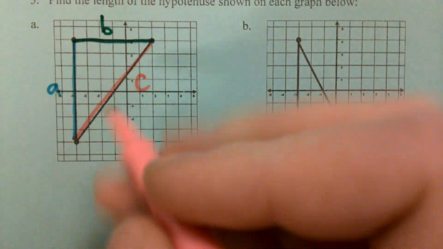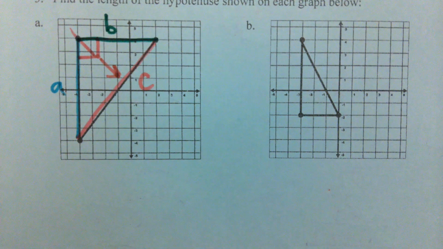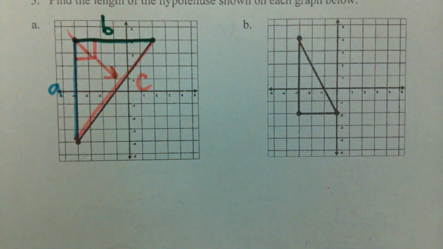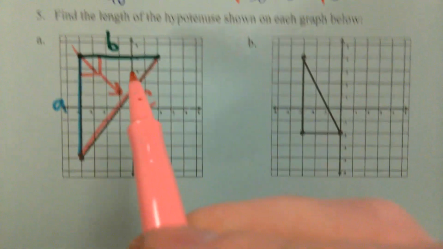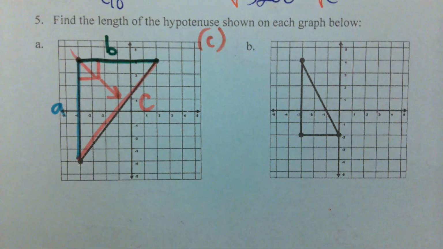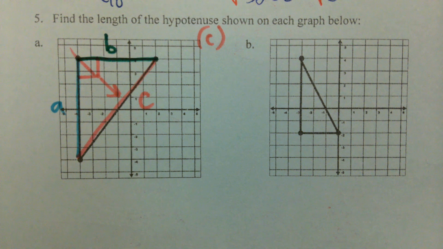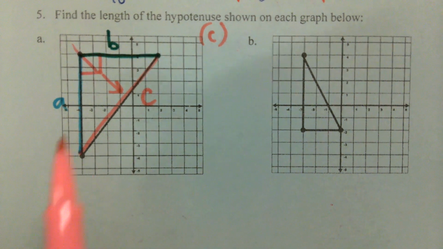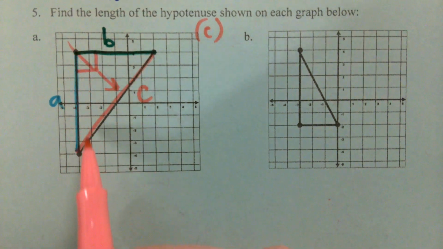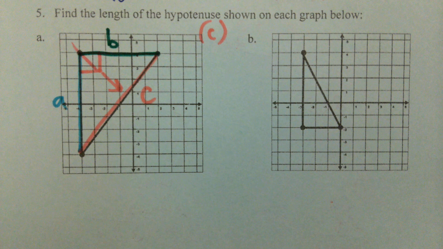Again, we know that this is C because here's my right angle. It's pointing right at my hypotenuse. So if I want to find the length of my hypotenuse C, well, I need to know the length of my legs. Right? So if I'm looking at my blue side, side A, I don't see any numbers there. How can I figure out how long that leg is?